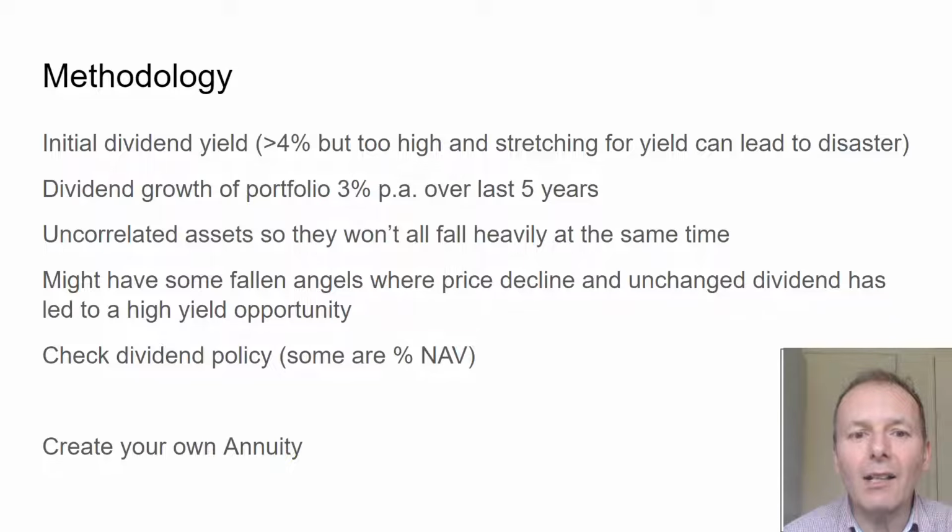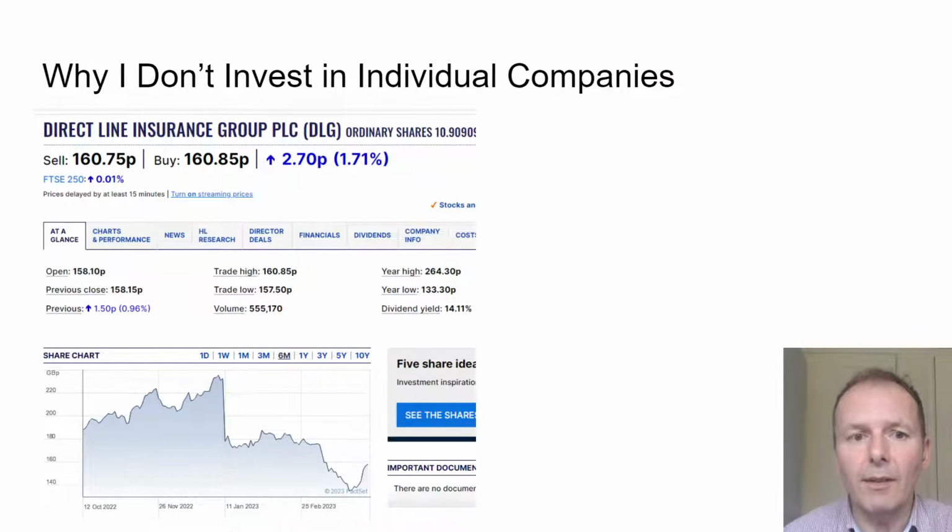They need to be uncorrelated assets, so they won't fall heavily at the same time. There might be some fallen angels in that portfolio where the price has declined, dividends remain the same, and so we've got this yield opportunity that we can capitalize on. We're going to check the dividend policy. Some of them are percentage of net asset value, and in doing all this we'll create our own annuity that pays us an income that hopefully does grow over time.